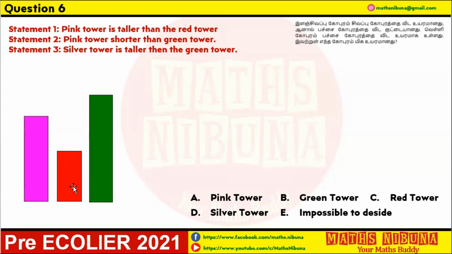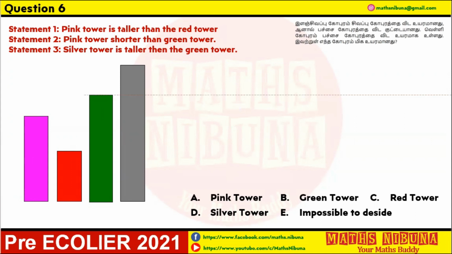Now we already have three towers, then we have a fourth tower. Let's say we have a silver tower. The silver tower is taller than the green tower. So you can just draw it and then find out which one is the tallest. With this solution, we can determine the tallest. The tallest tower is our silver tower. So this is the answer.